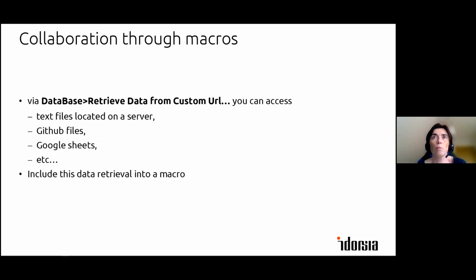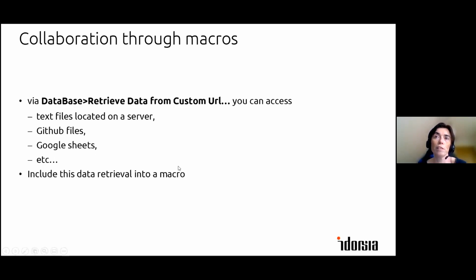There is this menu point we have already a bit seen in the last workshop. Database, retrieve data from custom URL. With this function, you can fetch data which are located on a web server. There are many files that are shared through this means. You can find text files located on the server, a lot of files on GitHub, which is a very popular way of sharing your data.